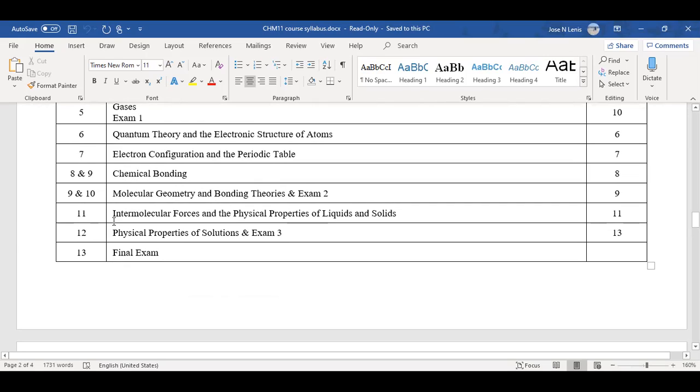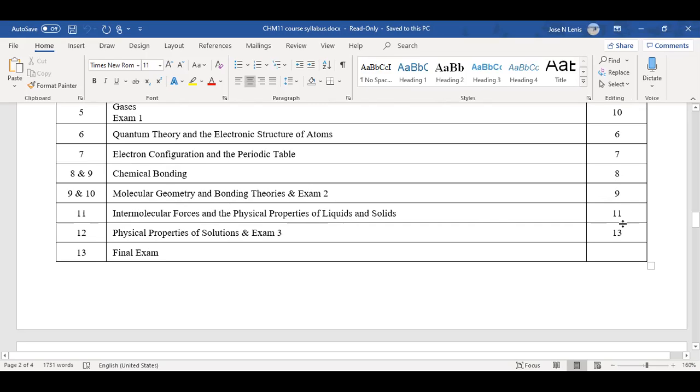And then we go to finally chapter 11, because we did already gases, which is chapter 10. Notice that we jump from 9 to 11. We already did chapter 10 at the beginning. And then we go to intermolecular forces and physical properties of liquids and solids. And then the last chapter is going to be chapter 13. We do not cover chapter 12.